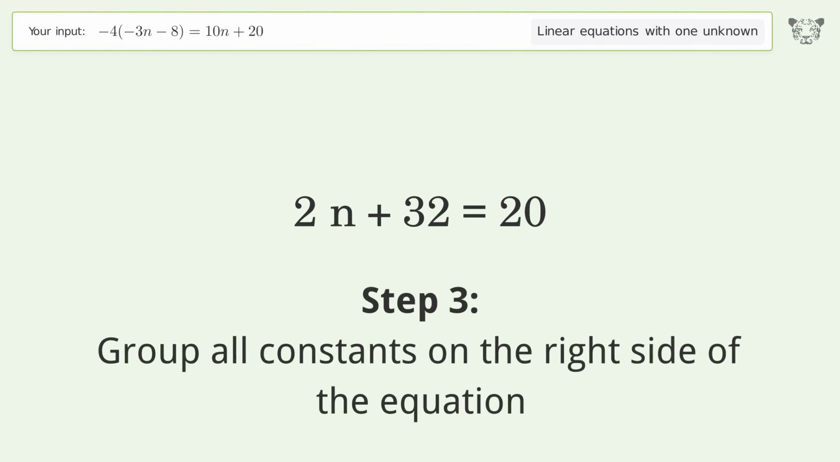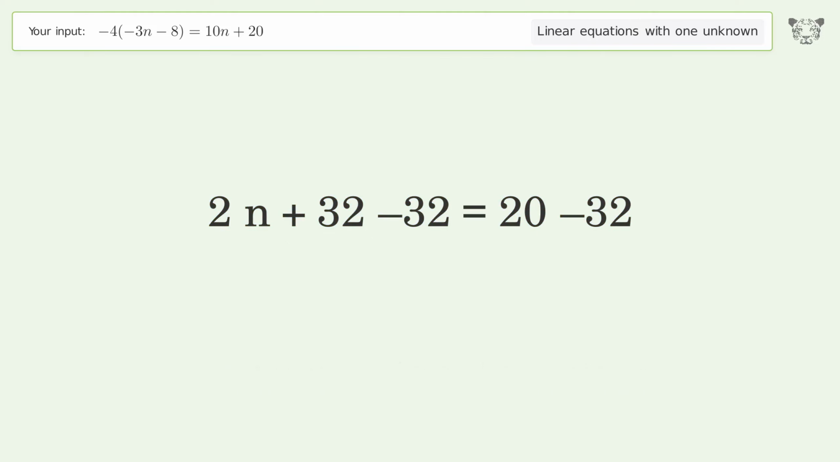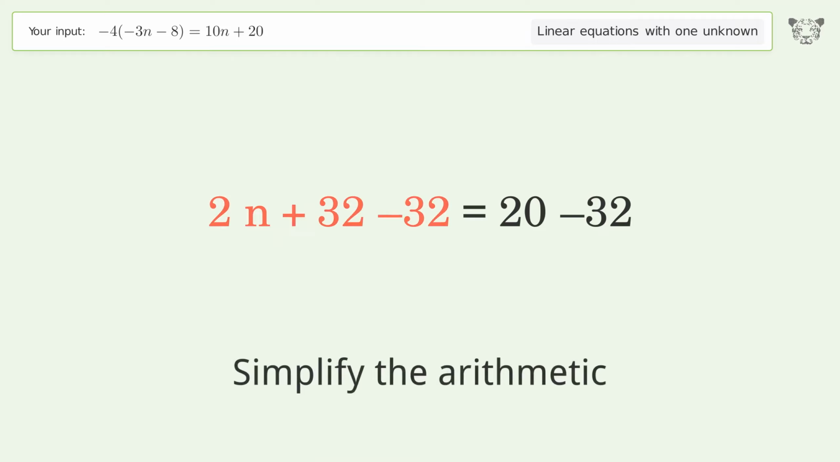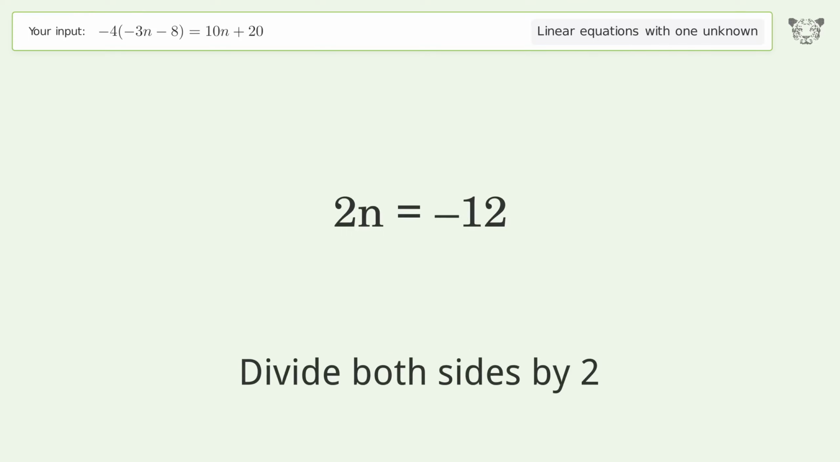Group all constants on the right side of the equation. Subtract 32 from both sides. Simplify the arithmetic. Isolate the n. Divide both sides by 2.